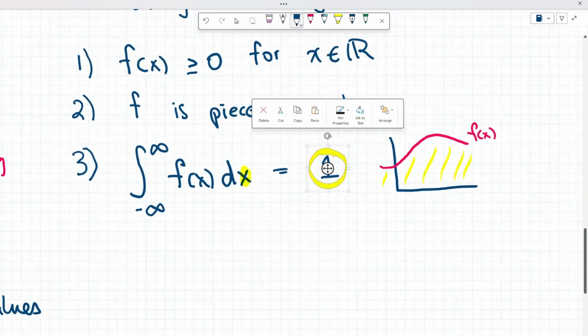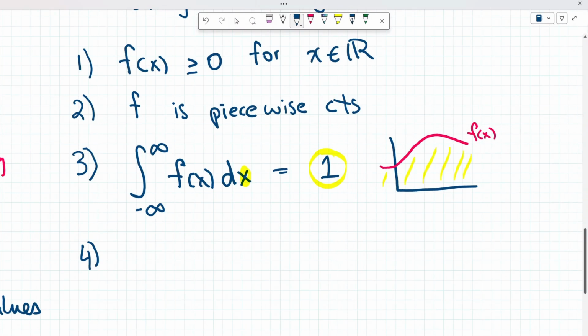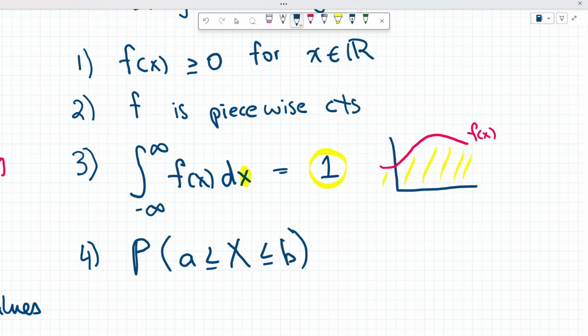And lastly, our fourth thing that it has to satisfy is that we can also consider a subset of probabilities. So say we're looking at the probability that our random variable x is greater than or equal to a and less than or equal to b. We can write that as an integral with integration bounds. So instead of going from negative infinity to infinity, we can now go from a lower bound of a to an upper bound of b, of f of x, and again dx.